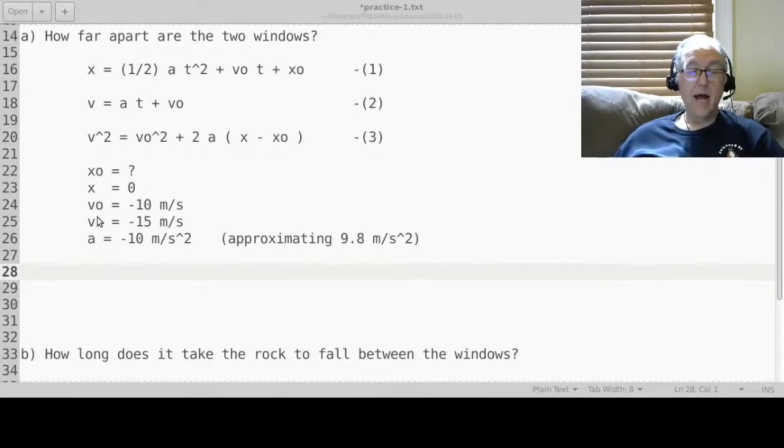And then what was the initial velocity? That was the velocity when you pass window number 1, negative 10 meters per second. And then the velocity when you pass the second window was negative 15 meters per second. And the acceleration was minus 10 meters per second squared as it was falling, all through the motion. So great, now you have these numbers.